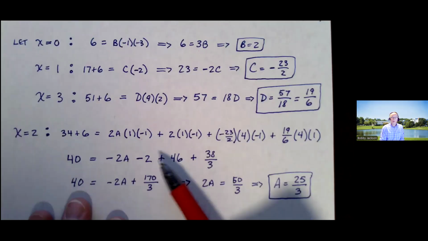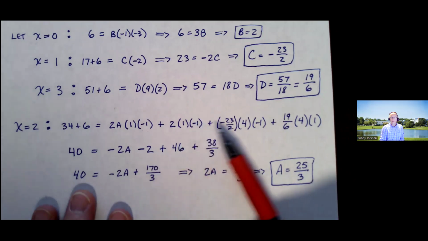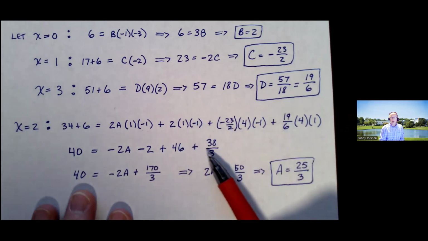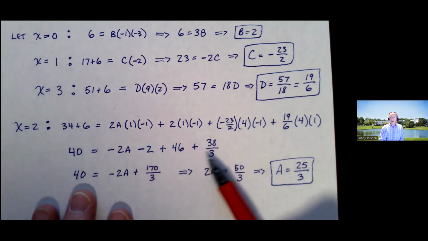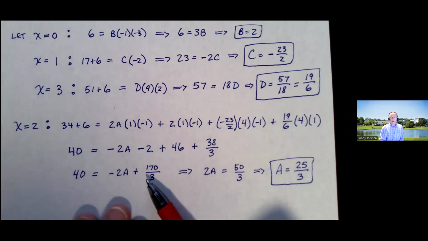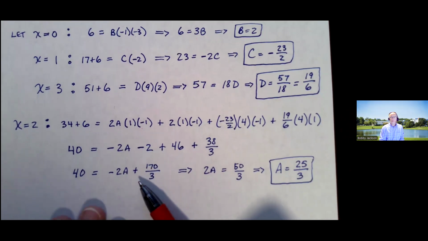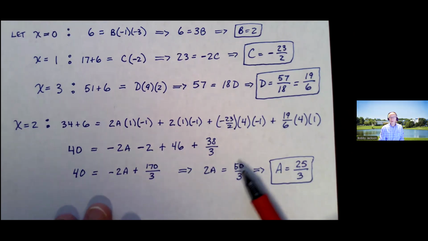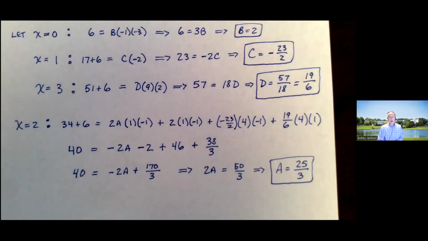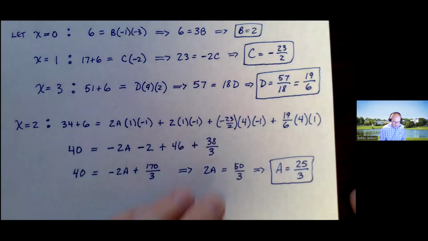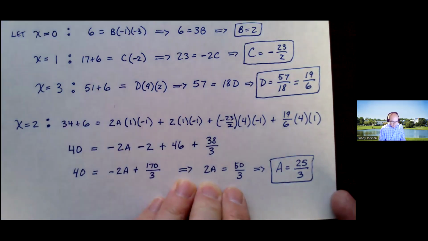Multiply all these out, and I get the following for each of these. And then just use your calculator if you have to, to combine these values here. And then I can solve for A by adding 2A to this side and subtracting 40. 170 over 3 gives me 50 thirds. And then dividing by 2 gives me 25 thirds. So after some arithmetic there, we get our value. So that's a little bit shorter of a method to find the value of A.